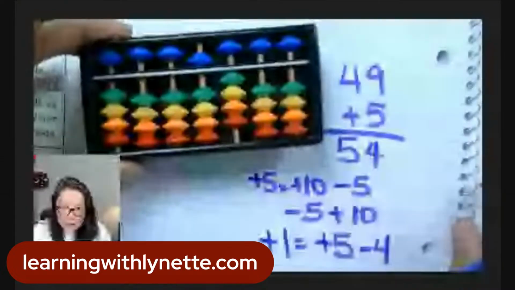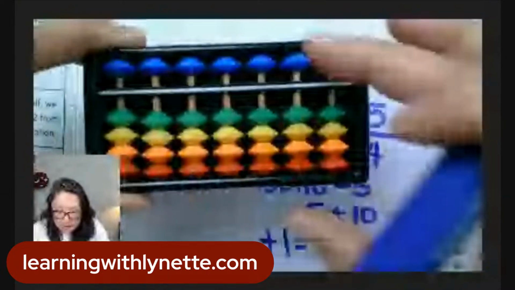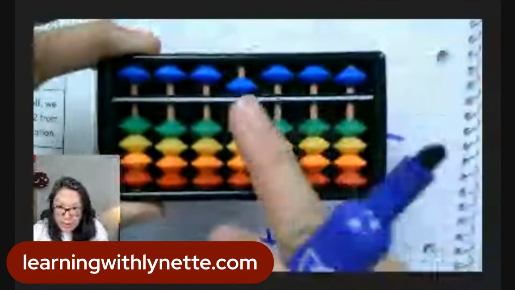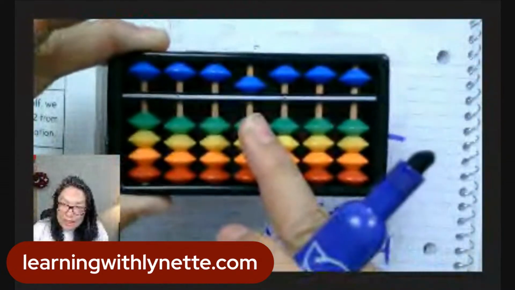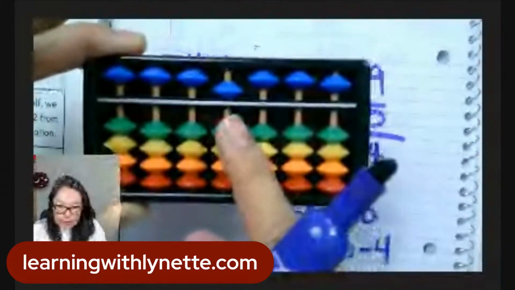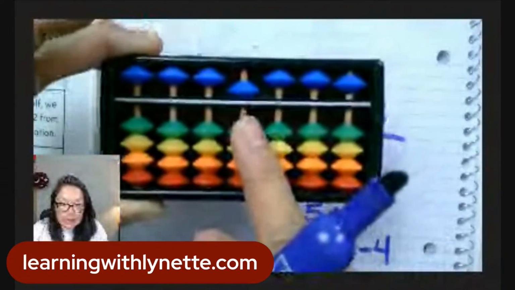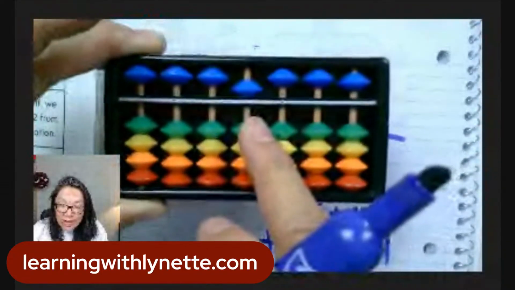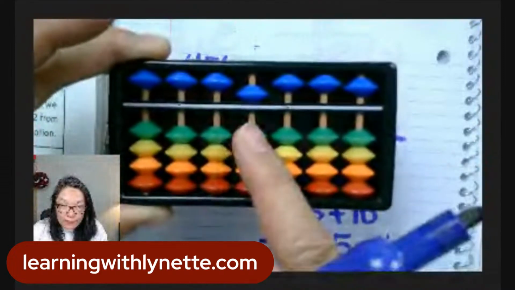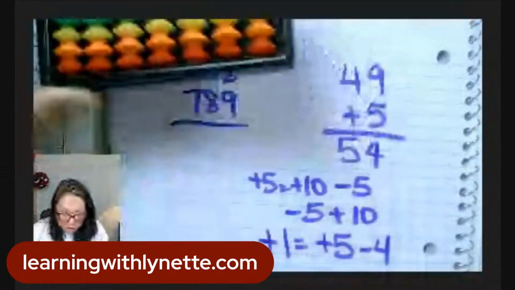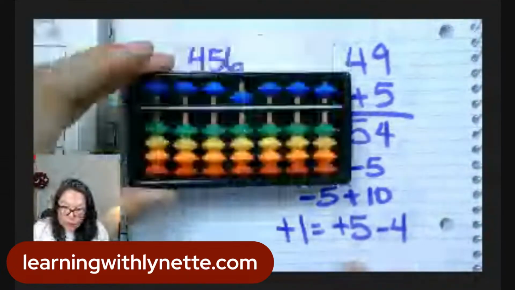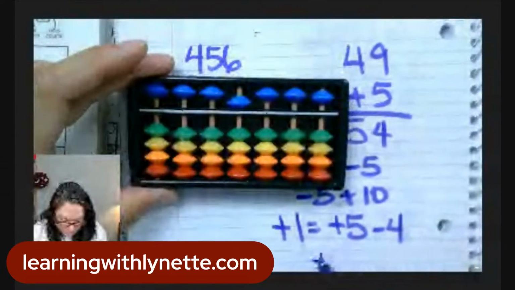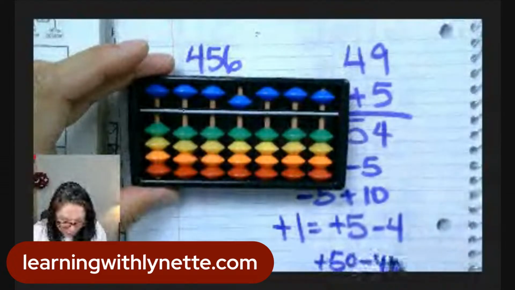Oh, that's a good one. So Jay says 50 take away 4. Yes, but we don't do 50 take away 4. We don't need to say 50 because the abacus says it for us. So we just need to minus the 5 plus the 4 plus the 5 minus the 4. We don't need to say minus plus the 50 minus the 40. You know why? Because the abacus does it for us.